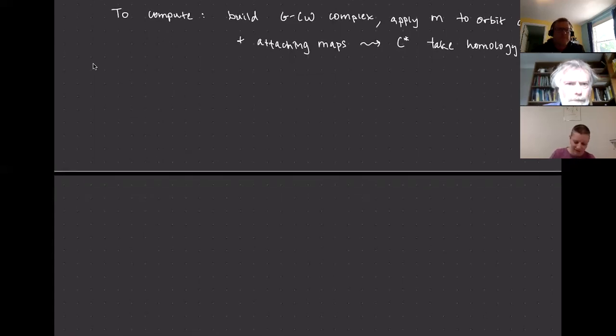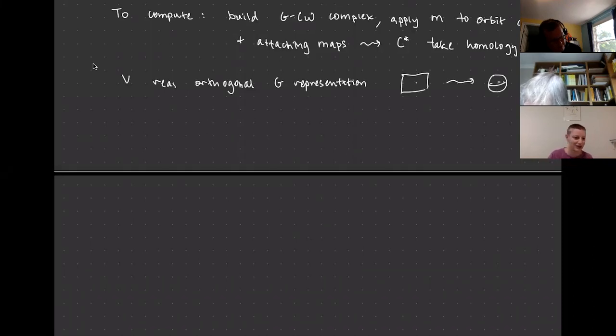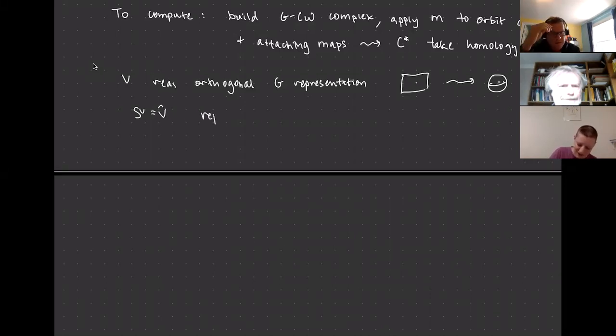And the key idea here is that anytime you have V, some real orthogonal G representation, so you've got some vector space with a G action, then you can take the one-point compactification and you'll get a sphere with the induced action. Okay, so I'll write that as S^V for the one-point compactification. And this is what I call a representation sphere. I think most people call this a representation sphere. I'll try to warn you when my terminology is not the same as everyone else's.